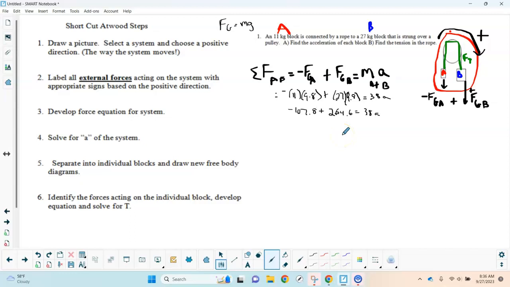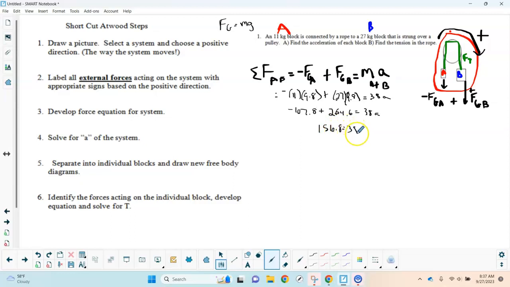So 264.6 plus a negative 107.8 is, sorry, typed it in wrong, 156.8. So that's 156.8, and it's positive, equals 38A.